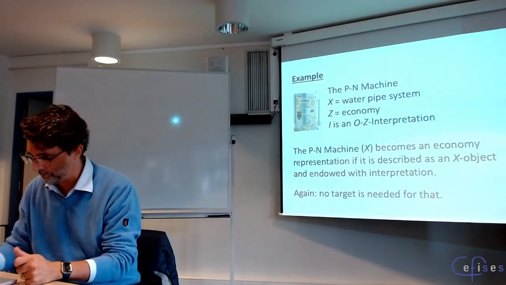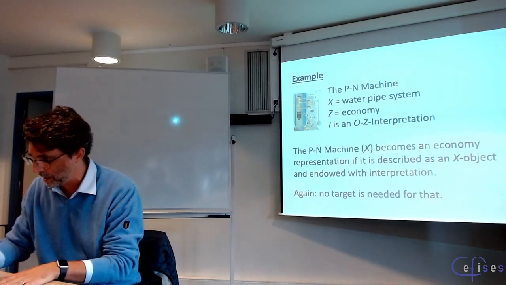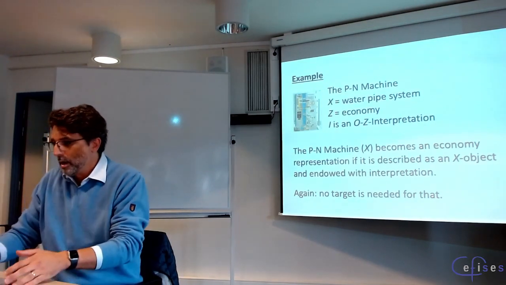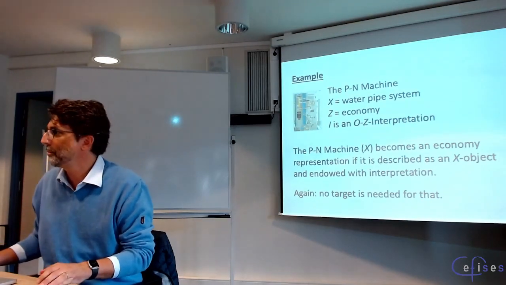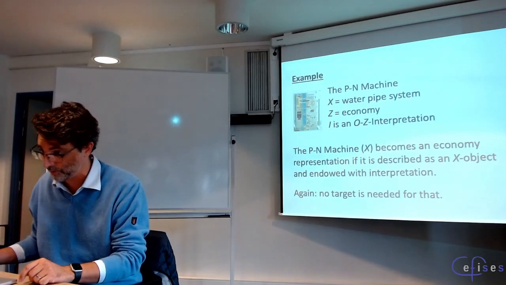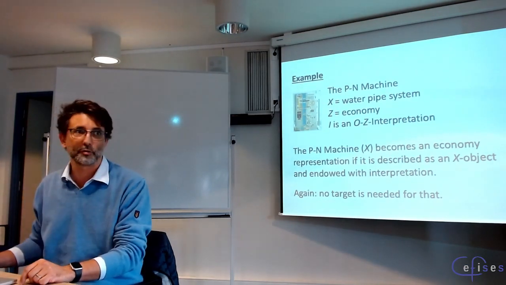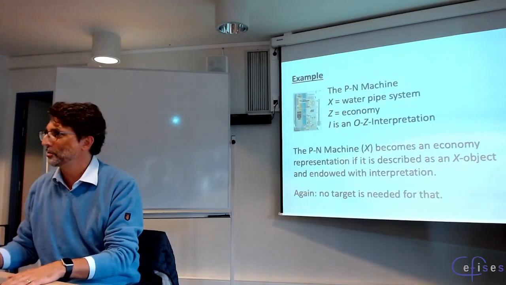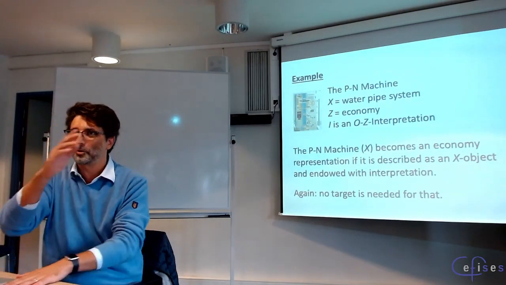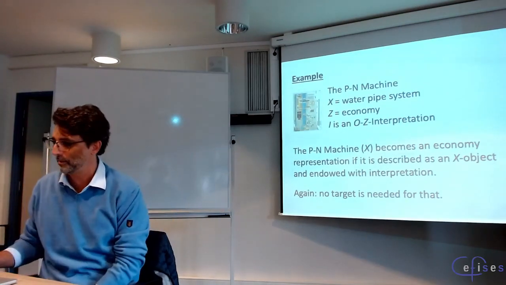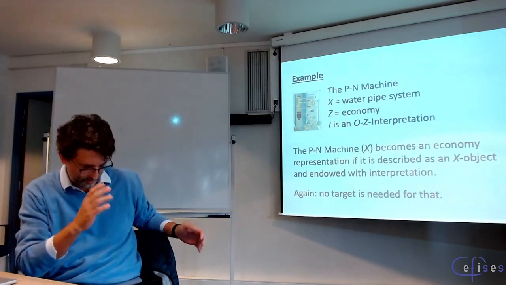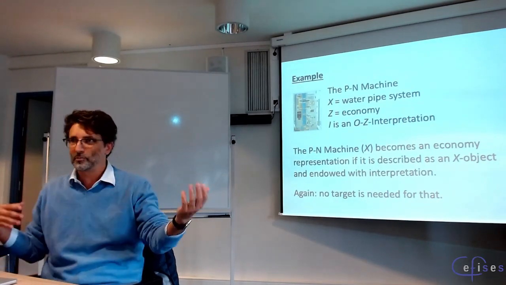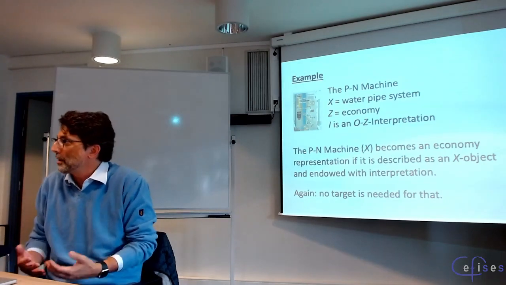So this is the example, we have seen that already in the video. This Phillips-Newlyn machine becomes an economy representation if it's described as a water pipe object and water pipe properties are correlated with economy properties. Notice that nothing forces this on you. You could be interested in the education system and be interested in how students flow through an education system. You can take the same machine and interpret the amount of water as the number of students and then turn this into an education system representation simply by changing the interpretation here. So none of these choices are in any way intrinsic to the objects themselves.